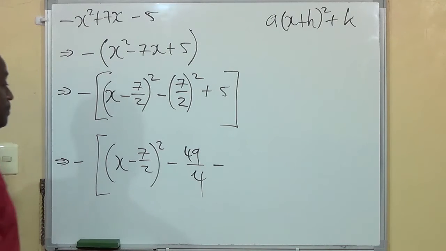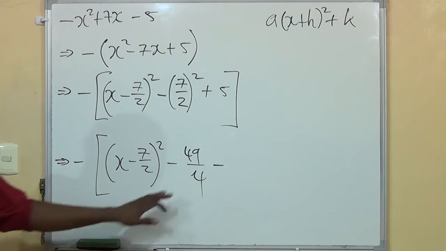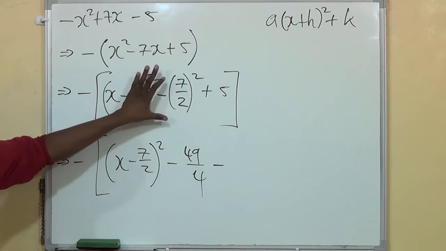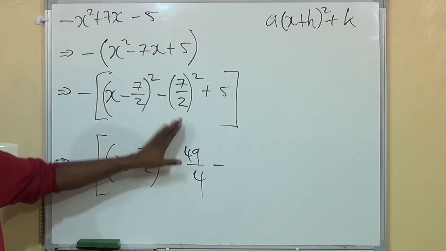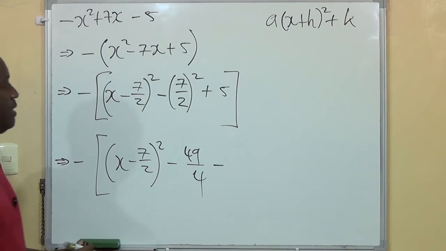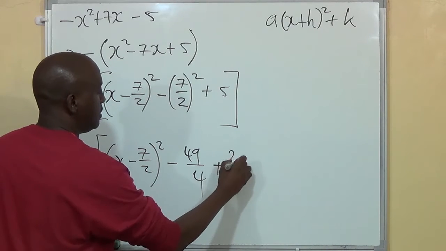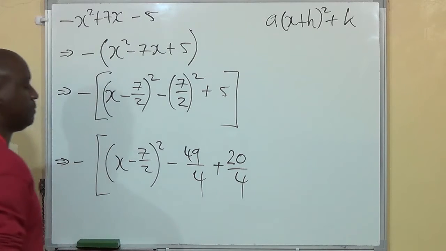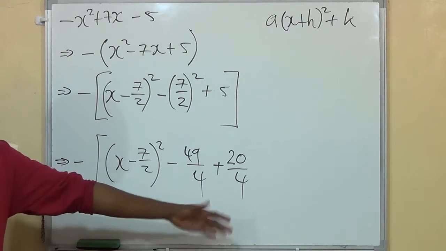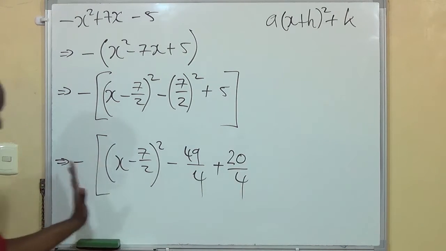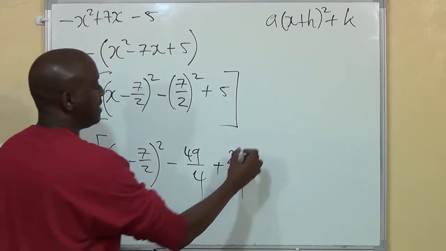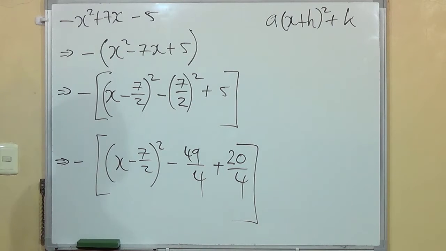minus. Now, at this stage, if I have 5 here, and I see that 7 over 2 all to be squared is 49 over 4, my next step, I can move from 5 here, and I could put this as plus 20 over 4. So by that simple movement, I save myself a whole line there. I don't have to write back 5 here, and then go and write this over in a whole new line.